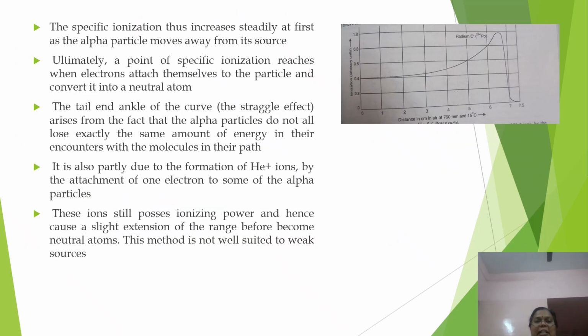The specific ionization increases steadily at first as the particle moves away from the source. Ultimately, a point is reached where electrons attach themselves to the particle. The tail and the angle of the curve, called the straggling effect, arise from the fact that alpha particles do not lose exactly the same amount of energy in their encounters with the molecules in their path. It is also partly due to the formation of helium plus ions by the attachment of one electron to some of the alpha particles. These ions still possess ionizing power and hence cause a slight extension of range before becoming neutral atoms.